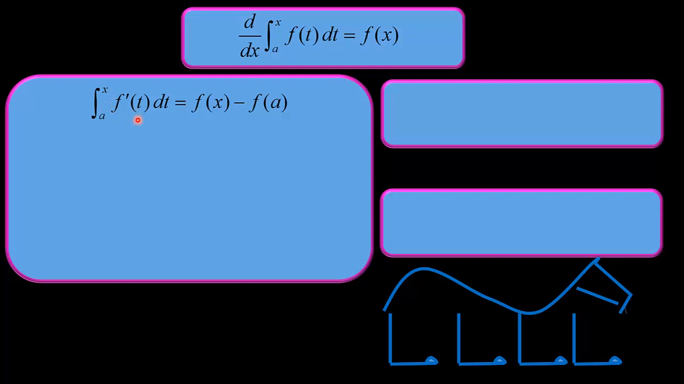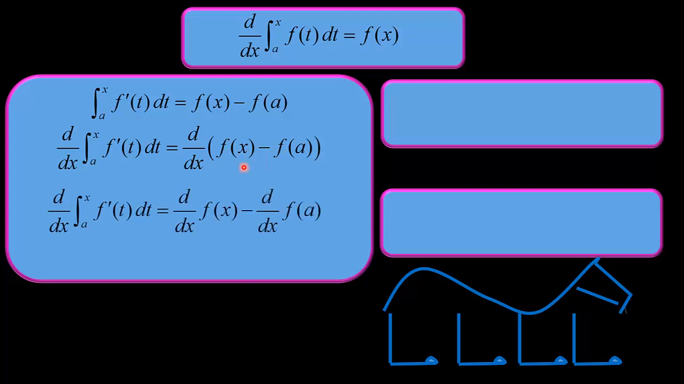Now let's suppose I want to differentiate this integral right here with respect to x. Well, that's the same as differentiating this side over here. So I'm differentiating f of x minus f of a. If I differentiate the first term, f of x, minus the differentiation of the second term, f of a, here's what I get. The derivative of f of a is just going to be 0, because f of a is a constant. It's a number. So this whole thing just yields f prime of x.